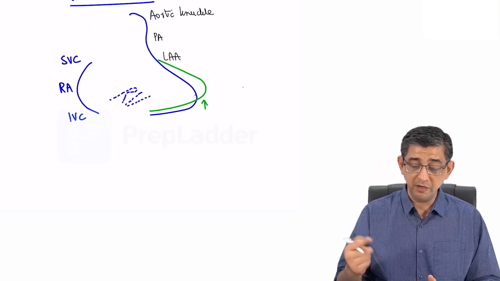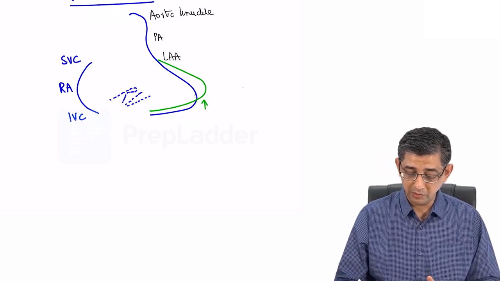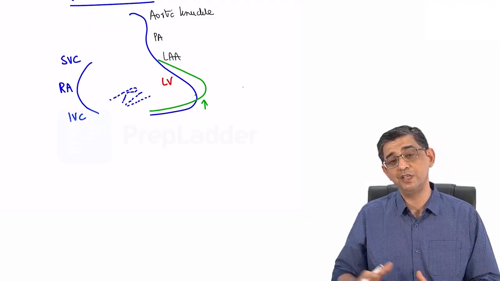And whenever there's a left ventricular enlargement, you see this is the area of the left ventricle, then the apex actually goes inferolaterally.